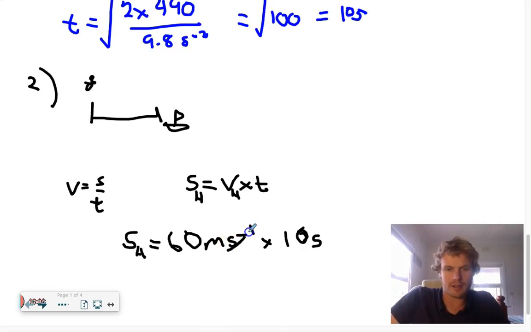And straight away I can cancel out the seconds and I'm left with meters, so I know I've got the right units here. And my horizontal distance is going to be 60 times 10, which is 600 meters.